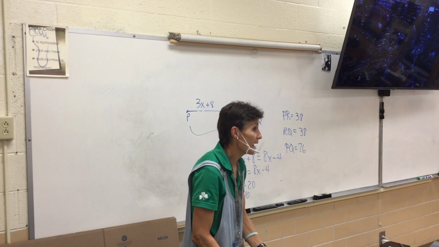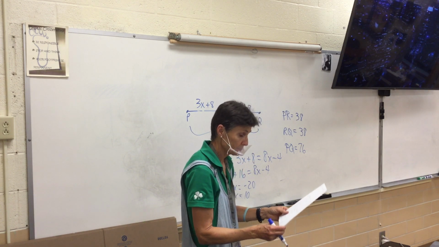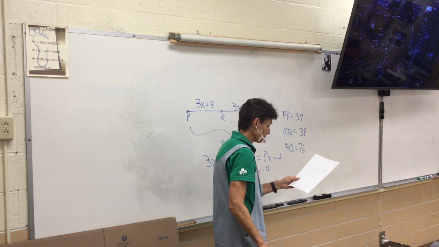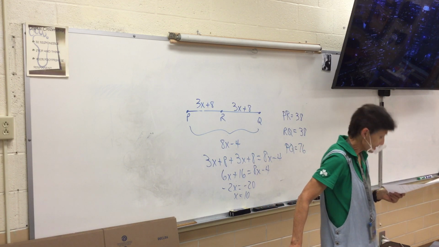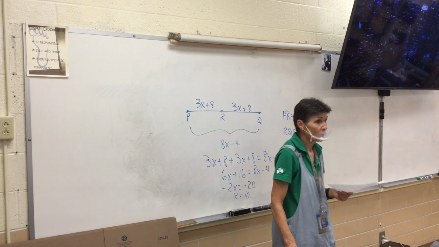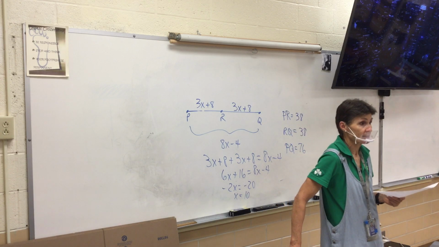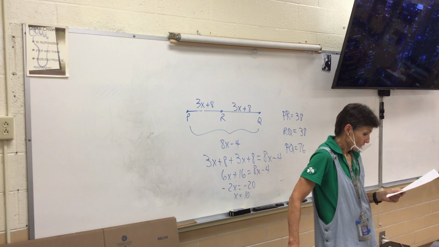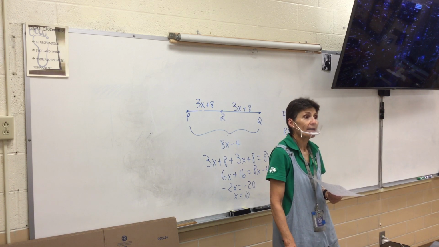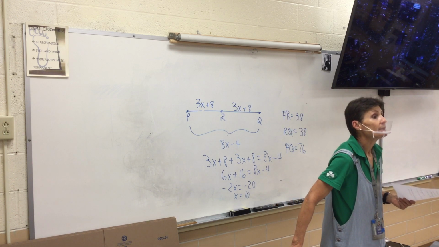Okay, now we got a little vocabulary. What is the measure of an acute angle? Less than 90. So please write less than 90 degrees. What is the measure of a right angle, Jacob? 90 degrees.